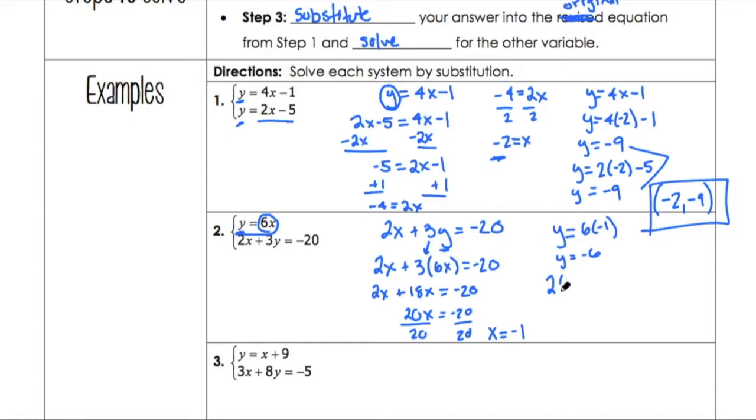If we want to confirm that, we can plug into our other equation. So 2 times negative 1 plus 3y should be equal to negative 20. All right, so this is really negative 2, so I need to add 2 to both sides. And 3y equals negative 18. If we divide both sides by 3, once again, we get that y is equal to negative 6. That confirms that our point is negative 1, negative 6. If we were to graph them, that would be the place on the graph where these lines intersect.